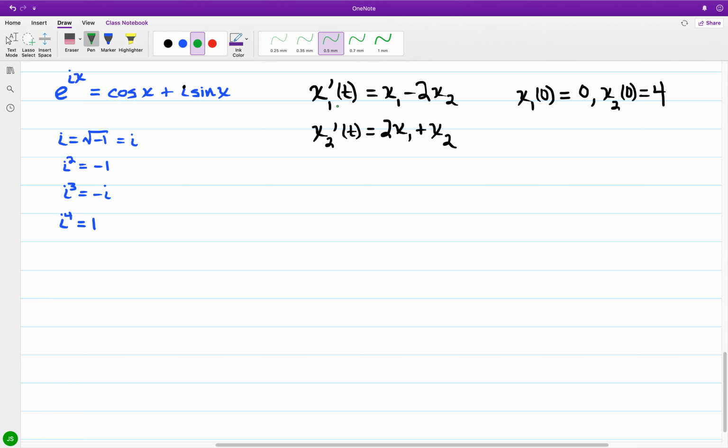Now we have x1 prime is equal to x1 minus 2 times x2. And we have the derivative of x2 of t is equal to 2 times x1 plus x2. And we have included initial conditions whereupon whenever t is equal to 0, we have x1 equal to 0 and x2 equal to 4.